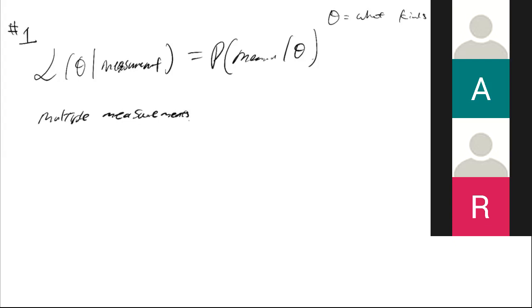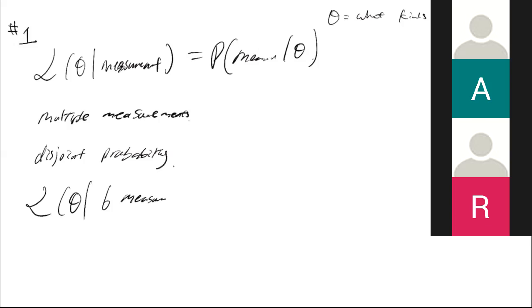So specifically we have 6 measurements. So we're doing a joint probability. The joint probability is basically a lot of variables together forming a probability distribution. So in this case, the likelihood of theta given 6 measurements is equal to the probability of 6 measurements given theta.